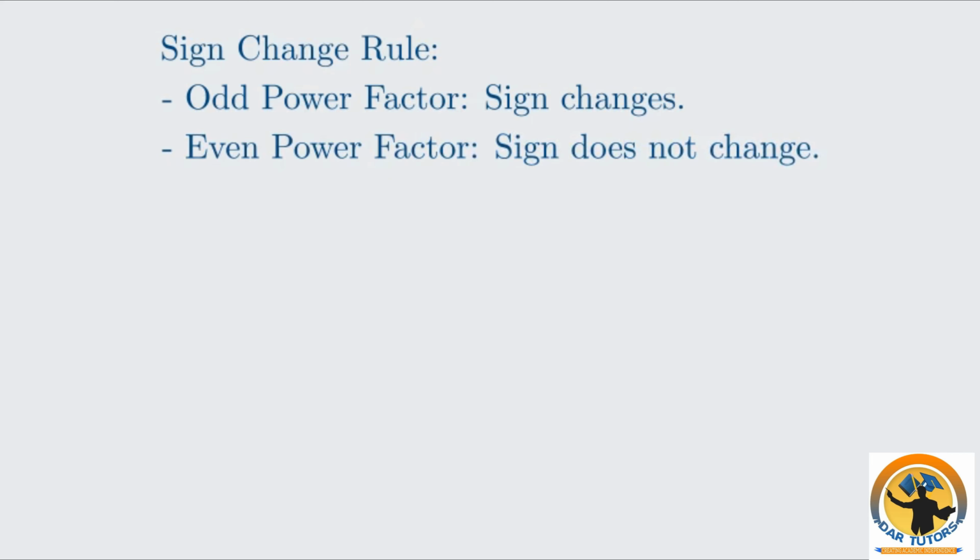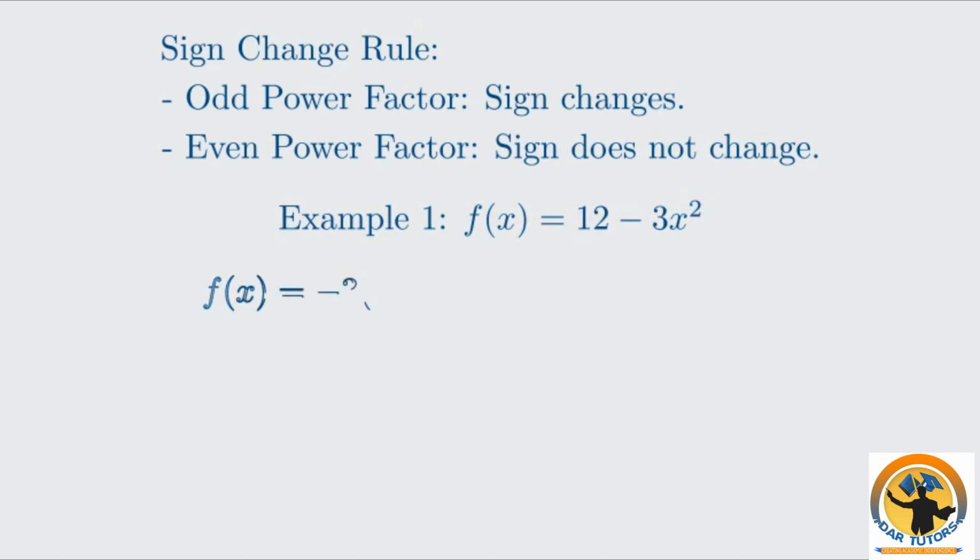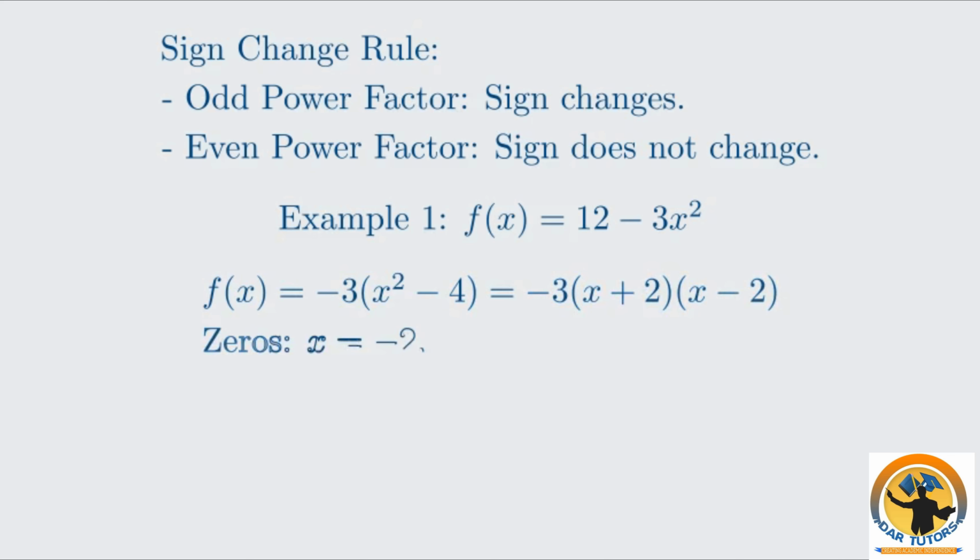Let's see this in action with two examples. First, consider f of x equals 12 minus 3x squared. We start by factoring it. We can factor out a negative 3, leaving us with negative 3 times the quantity x squared minus 4. This is a difference of squares, so it factors further into negative 3 times (x plus 2) times (x minus 2). The zeros are negative 2 and 2.